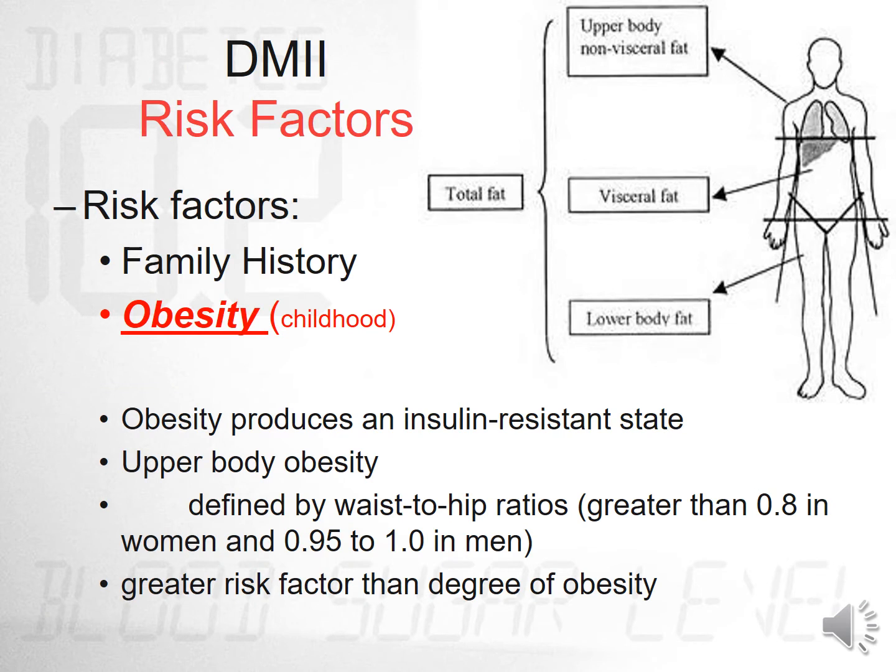Risk factors. Significant risk factors are family history and obesity, particularly childhood obesity. Obesity produces an insulin-resistant state. Upper body obesity is defined by waist-to-hip ratios greater than 0.8 in women and 0.9 to 1.0 in men. It is a greater risk factor than degree of obesity.